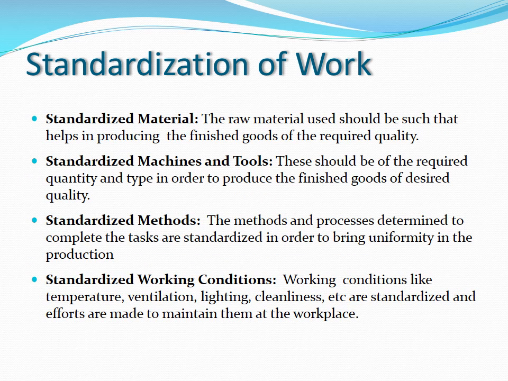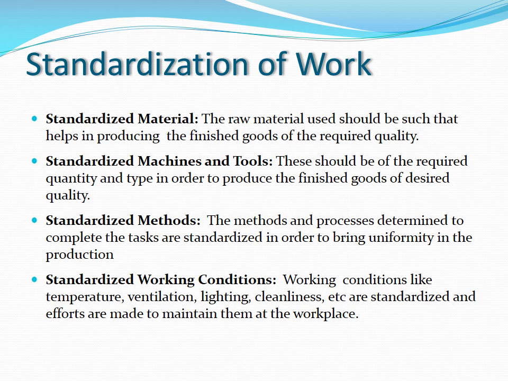Standardization of work. This can be understood in 4 different ways. The first one is standardized material, which means that the raw material and other materials that are used in order to produce the goods should be of the required quality so as to produce the finished goods of that required quality only. Second is standardized machines and tools.